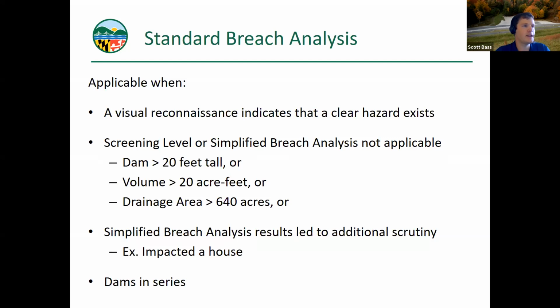And finally, standard breach analysis, similar to previous guidance: any dam greater than 20 feet tall, greater than 20 acre feet in storage, or greater than a square mile must conduct this. Or if your simplified analysis shows that you've impacted a house, then we need another level of scrutiny.